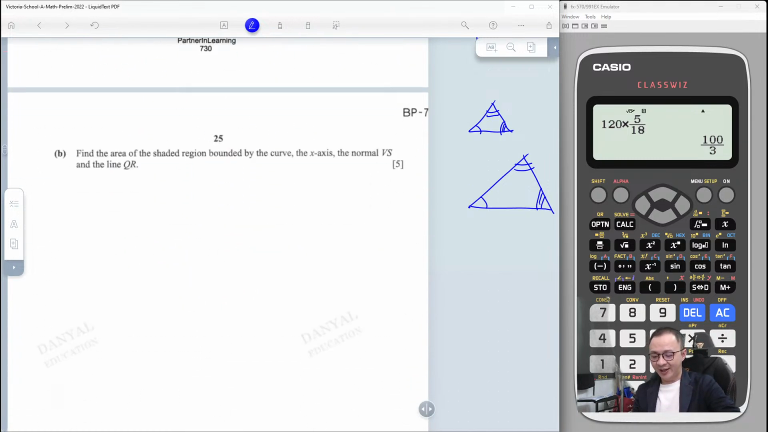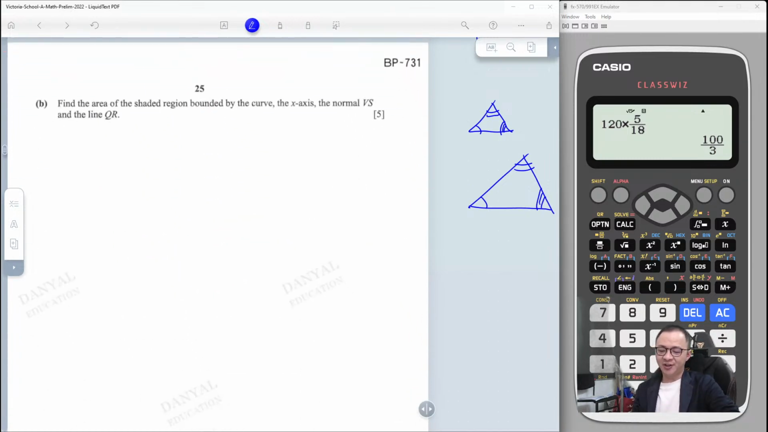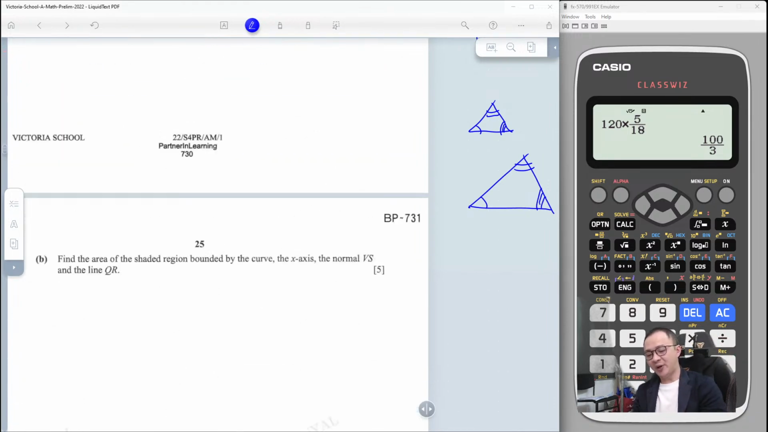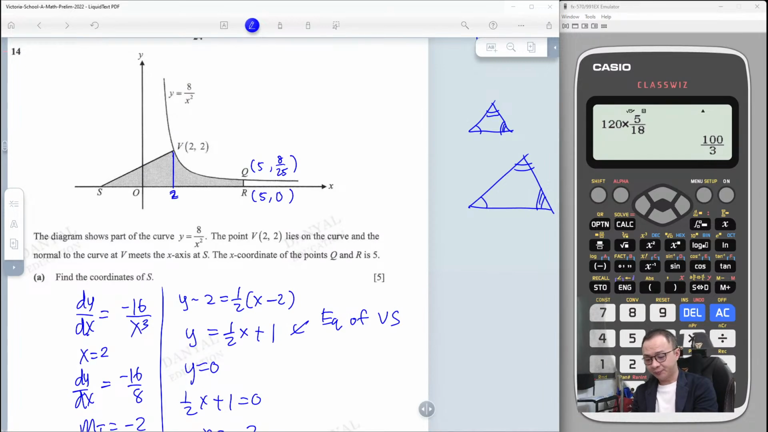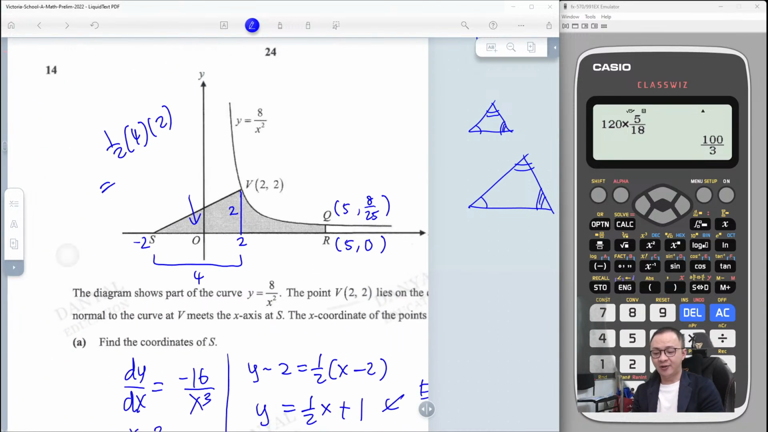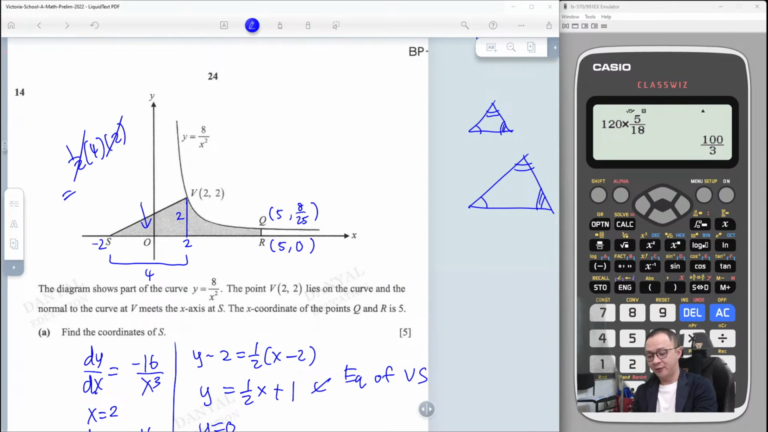Okay, then find the area of the shaded region bounded by the curve, the x-axis and the normal. Alright, we want to find the shaded region. So for the shaded region here, I will just split one line here, because this triangle is quite easy to find. This is 2 to -2, right? So here should be 4 units. The height is 2 units. So the area of the triangle is 1/2 times 4 times 2, which is just 4.